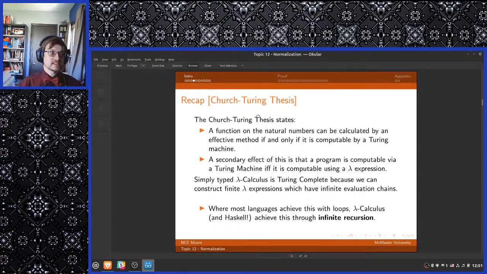The Church-Turing thesis states that a function on natural numbers can be calculated by an effective method if and only if it is computable by a Turing machine. A secondary effect of the Church-Turing thesis is that a program is computable via a Turing machine if and only if it is computable by a lambda expression. So that's a pretty important result when you're trying to determine what can and cannot be computed. Simply typed lambda calculus is Turing complete because we can construct infinite lambda expressions which have infinite evaluation chains. Where most languages achieve this with loops, lambda calculus and Haskell achieve this through infinite recursion.